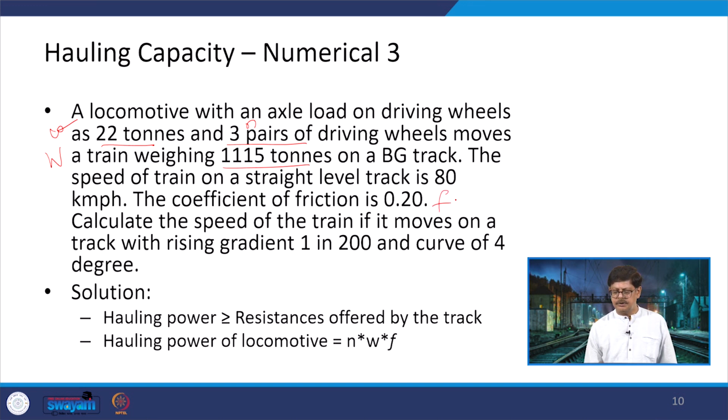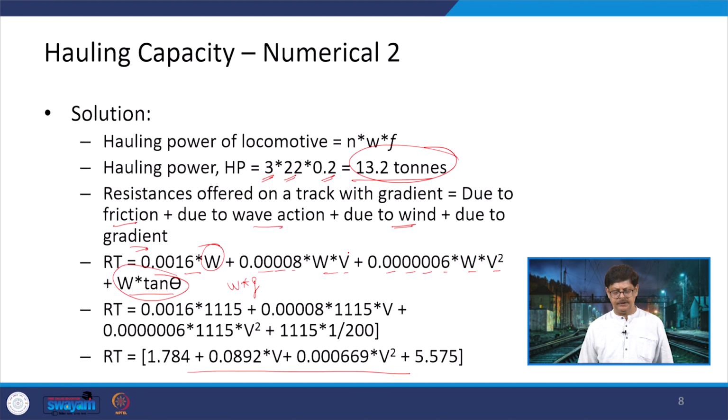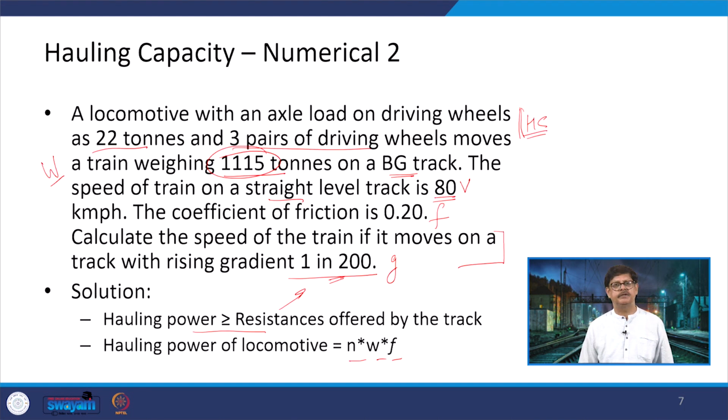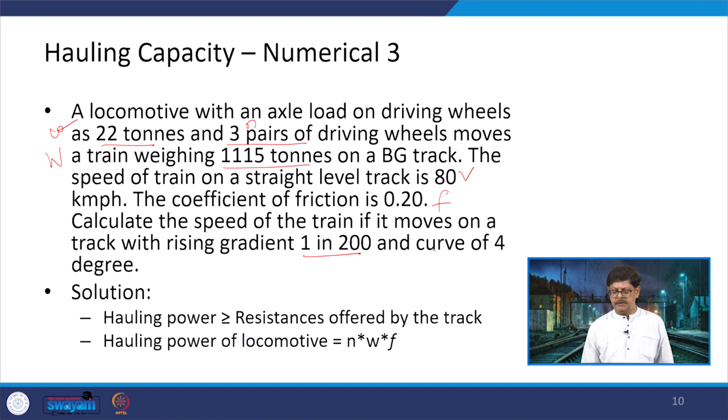Coefficient of friction F is 0.2. So, the values are being given to you. Now, what is being added? We have to calculate the speed of the train if it moves on a track with rising gradient of 1 in 200, and this gradient was same in the previous numerical, but this is an addition. The curve of 4 degrees has been also attached. So, we are going up as well as there is a curvature here.